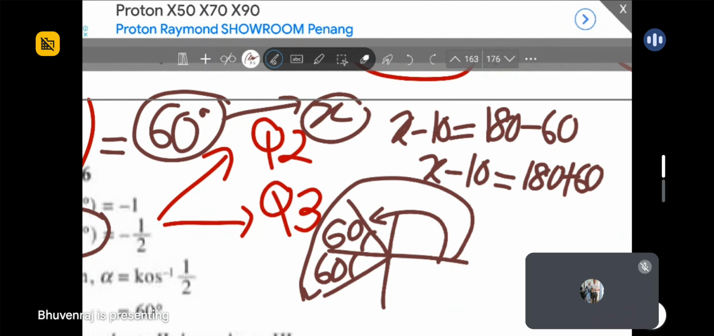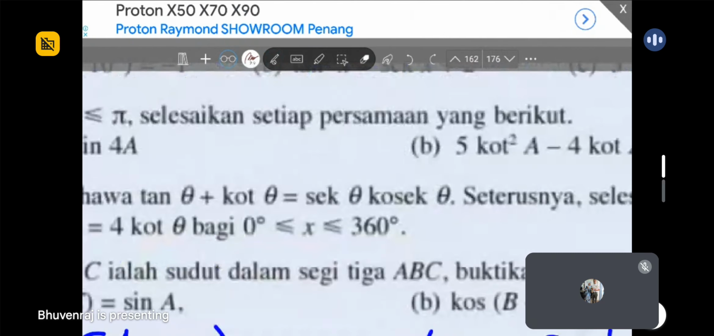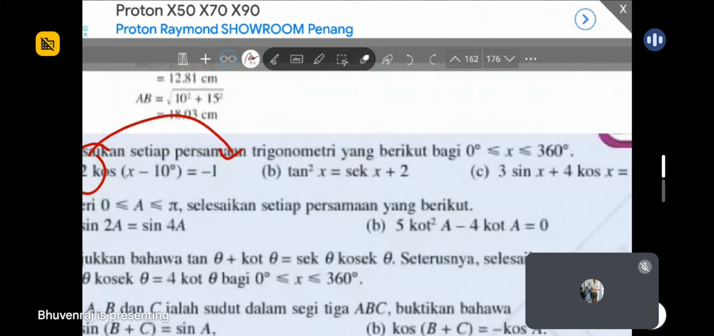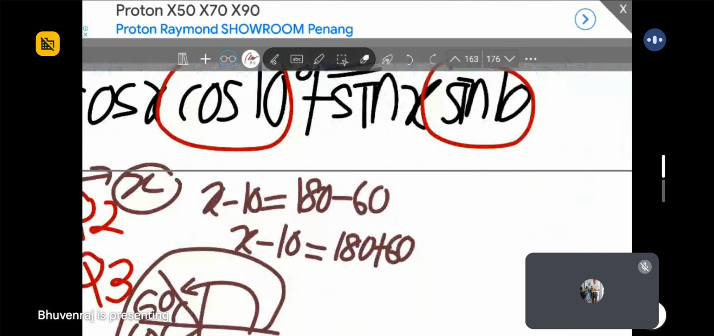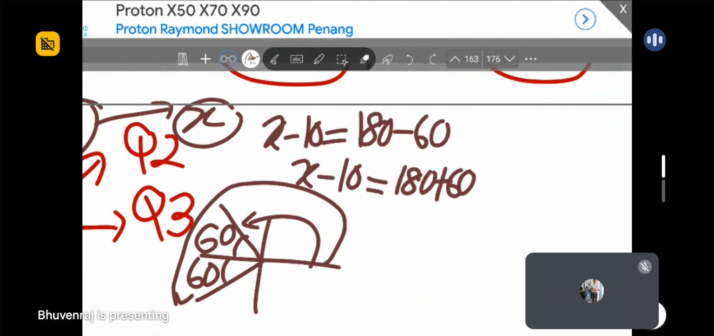Okay, so now you must think and see. Quadrant 2, quadrant 3, right? And then you must see the range, guys. Kena lihat julat jawapan. Your range is 0 until 360. So now, kamu boleh cuba. You can try and see.